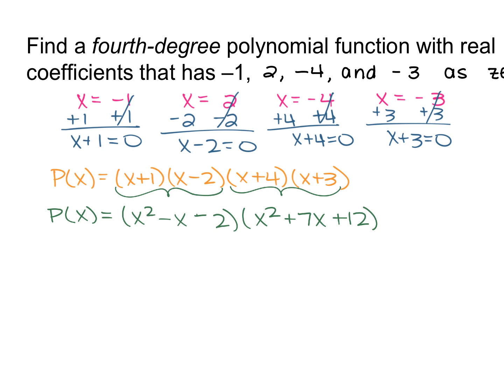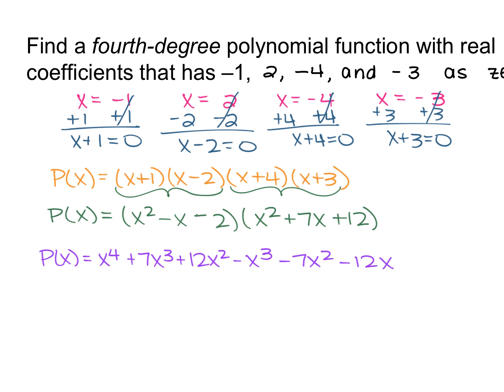So the x squared times x squared gives us x to the 4th. X squared times 7x is 7x cubed. X squared times 12 is 12x squared. The negative x times 7x is negative 7x squared. Negative x times 12 is negative 12x. I did not do the negative x times the x squared, so let's go back to this. The negative x times x squared is negative x cubed. Then we have negative 7x squared and negative 12x.